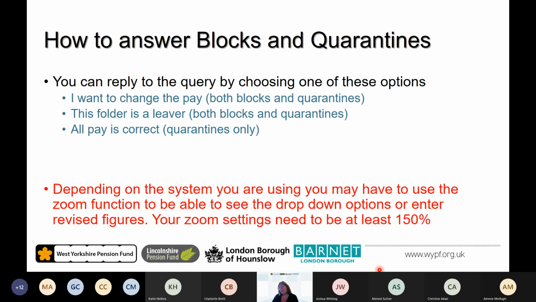Now, in big red letters, I have put, depending on the system you're using, you may have to use the zoom function to be able to see the drop-down options or to enter the revised figures. The zoom setting needs to be at least 150%. In some cases, it needs to go up to 200. So please bear that in mind. If you can't get a drop-down box, or there's a drop-down box but you can't click in it, adjust your zoom.